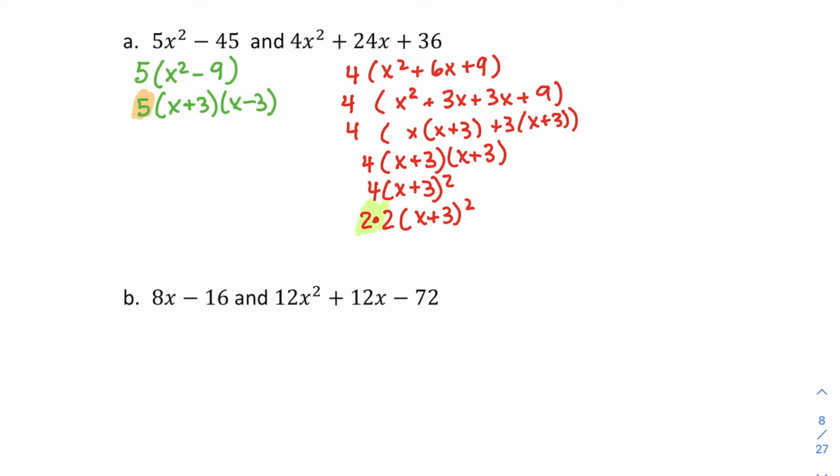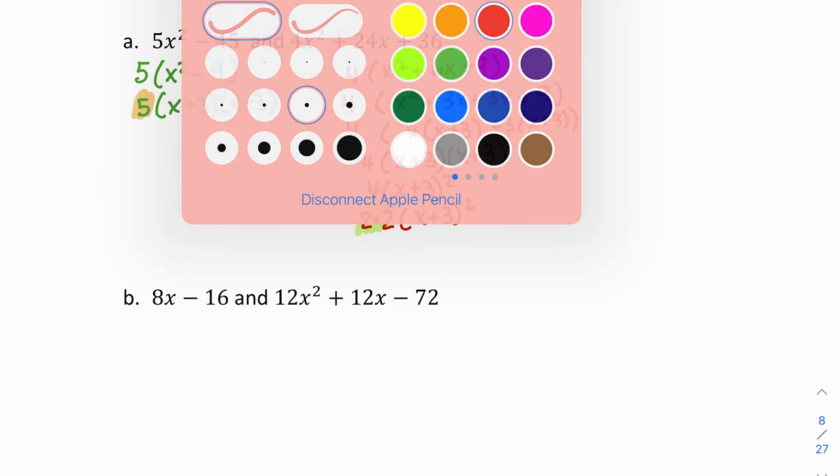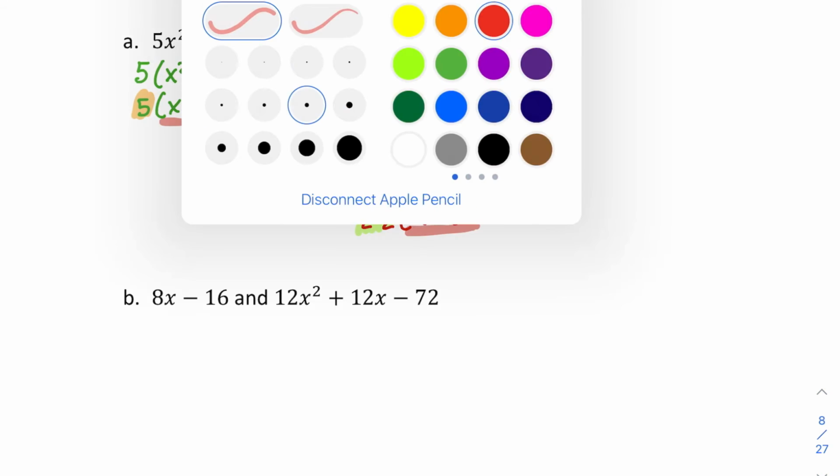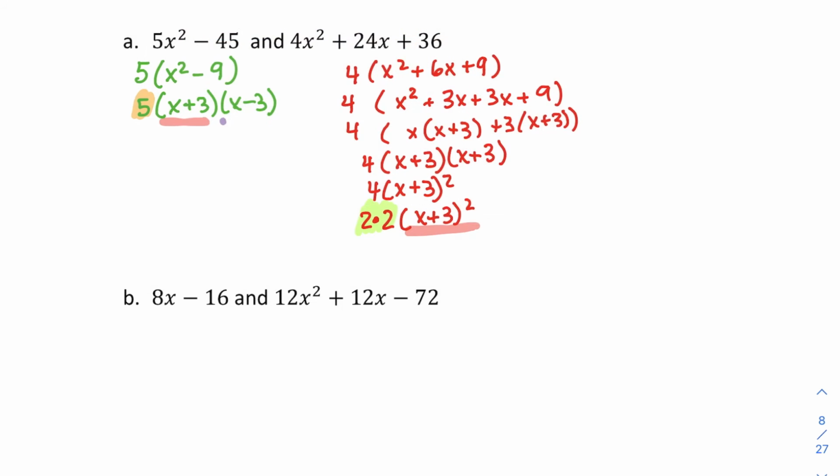So I kind of like to highlight all the different factors I have. I have factors of 5, factors of 2, some factors of x plus 3 in both of my expressions, and then I have another factor in my first expression of x minus 3. So I basically have 4 different types of factors here. Looking, I need any factor that shows up in either one, and the higher number that appears, exponent-wise.